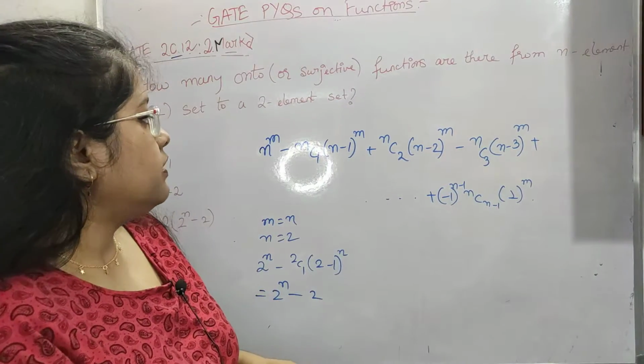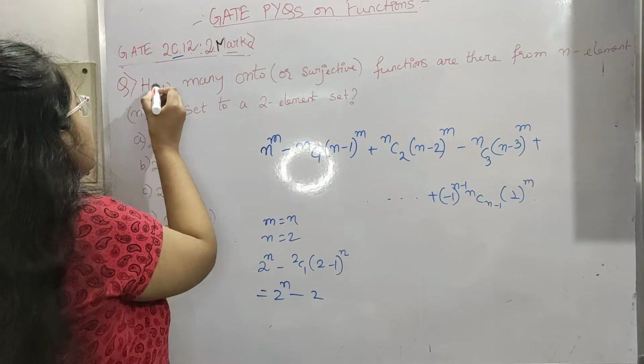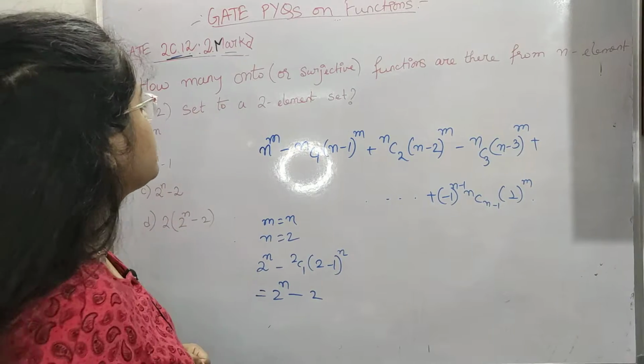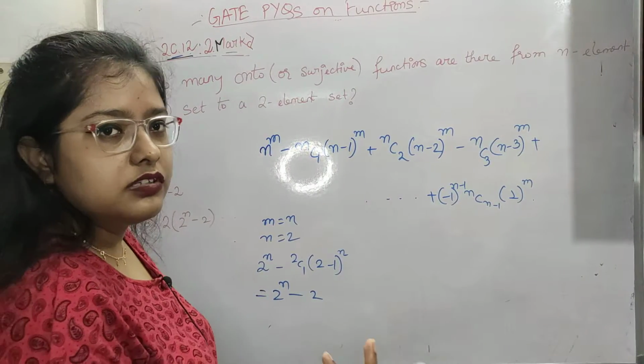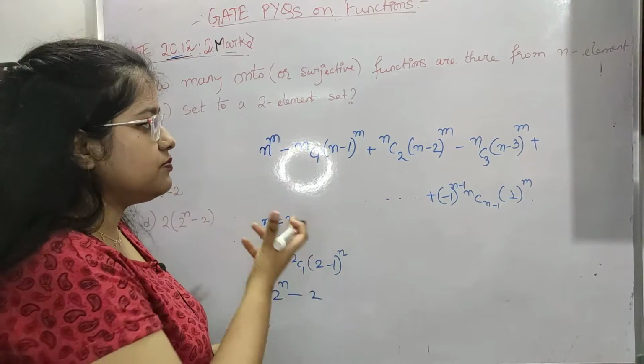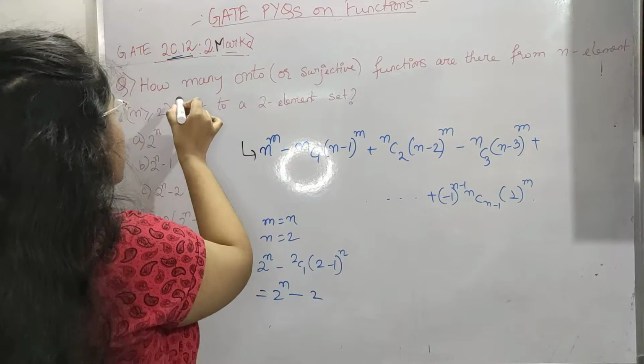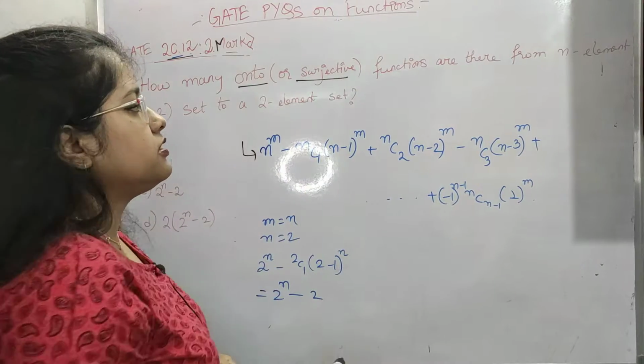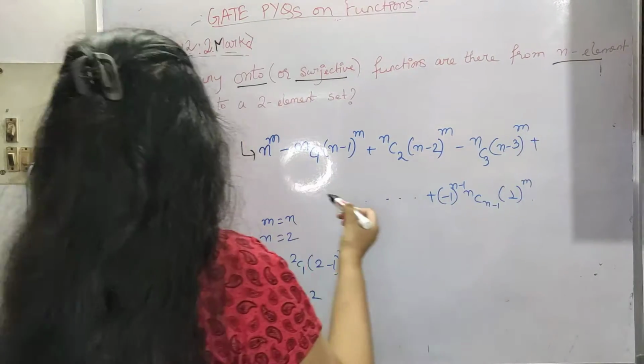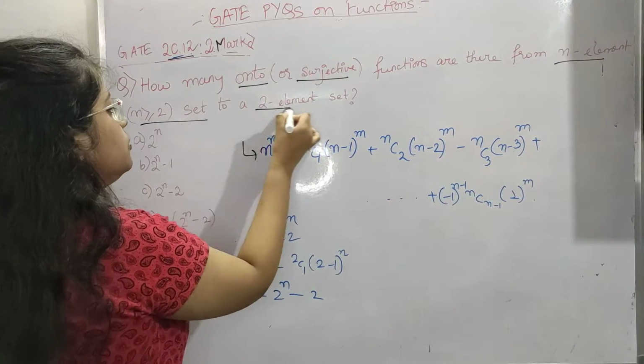Okay, so now let's see the questions. These two. This was asked in 2012, a 2 marks question. So basically the onto function, the number of functions possible. I have already given you the formula, and I have written it out again. So let's see how many onto or surjective functions are there from an n element set to a 2 element set.